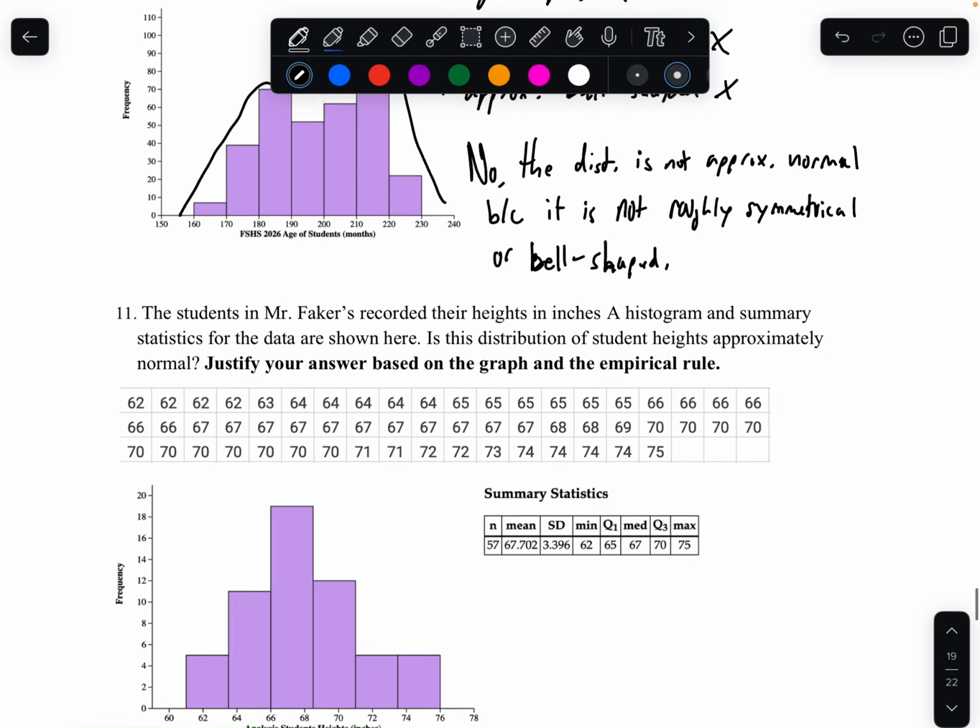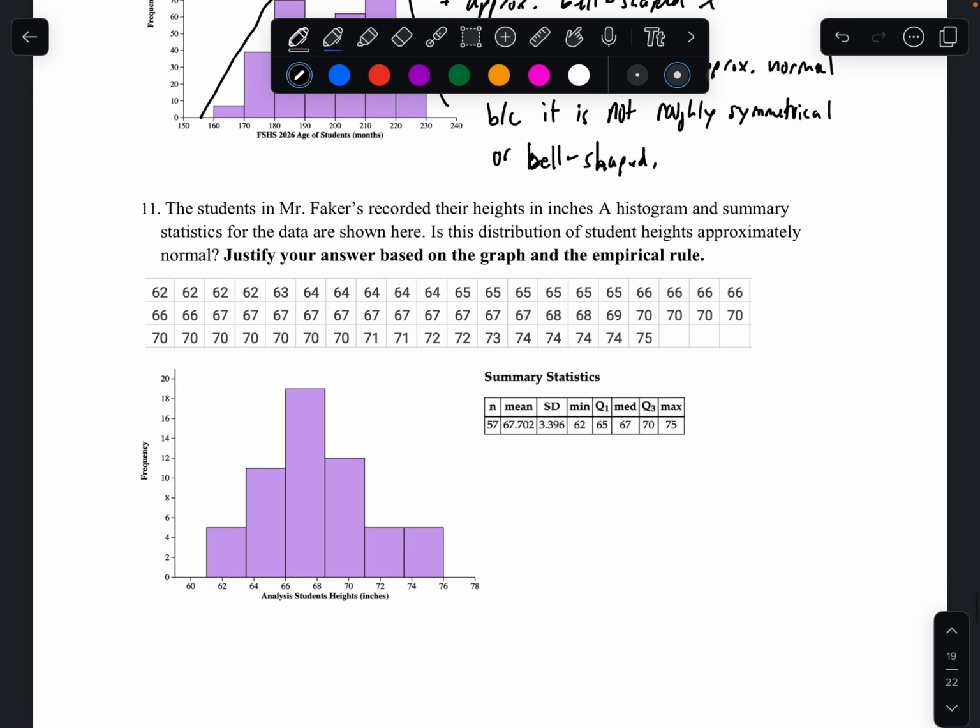Speaking of that, so another distribution of data. This is from the heights that you guys gave me in inches. And so is this distribution approximately normal? So basing the answer on the graph and then the empirical rule. So the graph, when we say that, is it single peaked? Yes, it is single peaked. Is it roughly symmetrical? It's pretty close to being symmetrical.